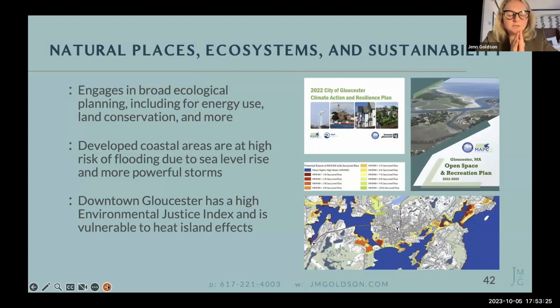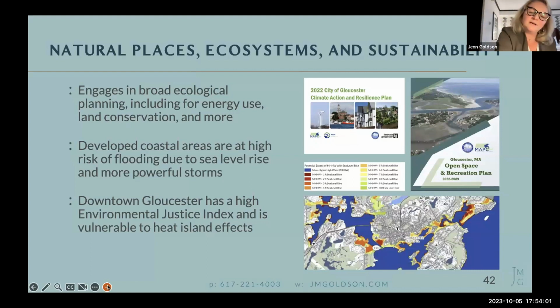Okay, talking about natural places, ecosystems, and sustainability. So Gloucester really has been very active, engaging in broad ecological planning. Being a coastal community, you've been very, I think, proactive about that, including for energy use, land conservation, climate resilience. Developed coastal areas are, of course, no surprise here, high risk of flooding due to sea level rise and more powerful storms, although you do have some good topography that gets properties sort of out of that level of the flood damage area.